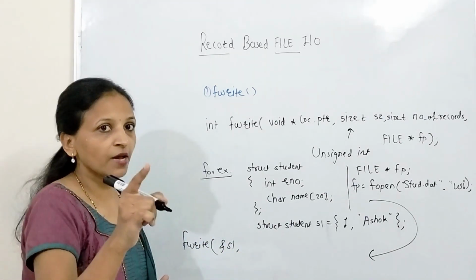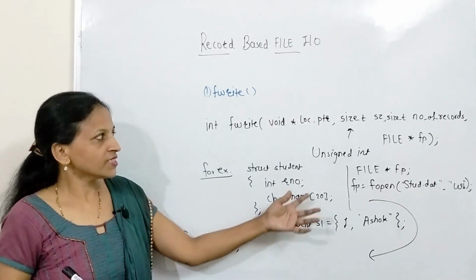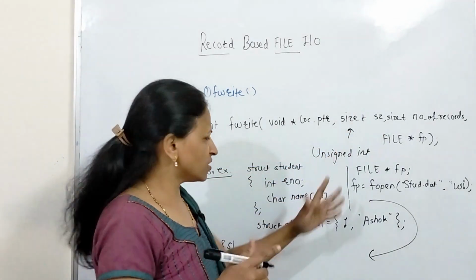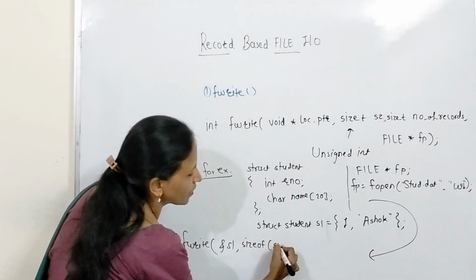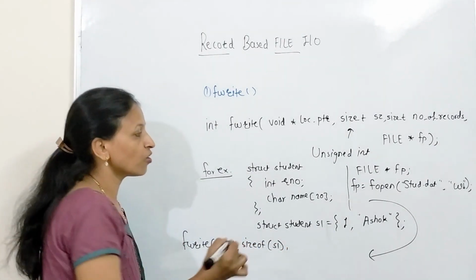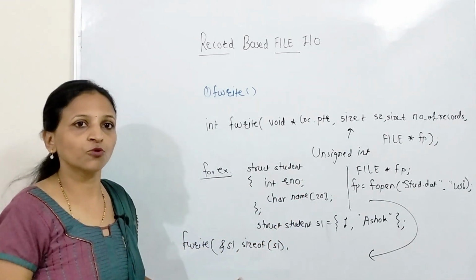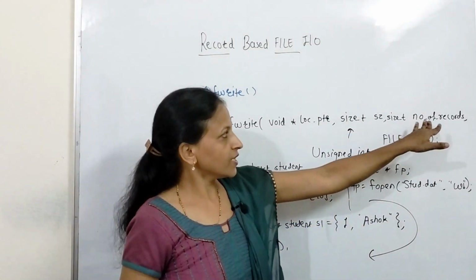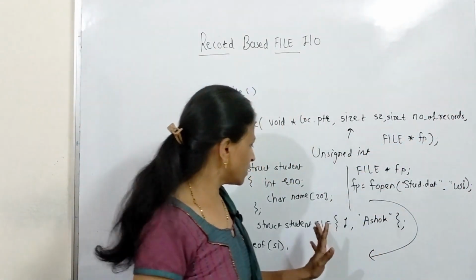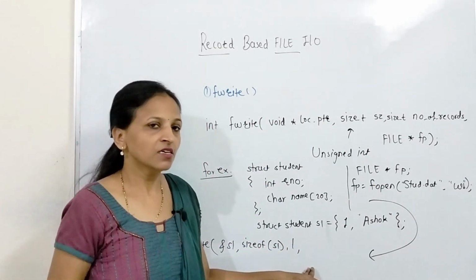Only one record I am writing to the file here. Now the second one is the size of that record. Simple, we can use the sizeof operator, like sizeof s1. We can write sizeof s1, or we can also write sizeof struct student. Both are the same, both will give you the same value. Now the next one is again the number of records. How many records? Here only one record I am writing to the file, that's why I will pass the third argument as one.